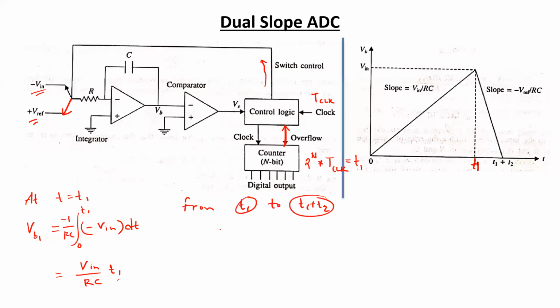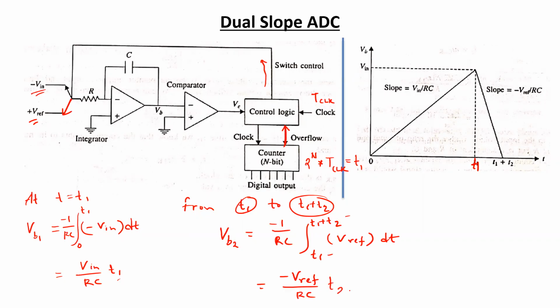So the component of the output voltage of the integrator VB2 due to the reference voltage can now be written in similar fashion. So T1 to T1 plus T2 V reference into dt. So in this case we are going to have a negative slope, and as we are considering these two time intervals, ultimately we are going to be left with T2.